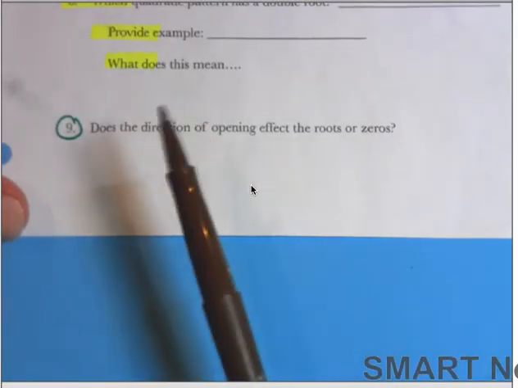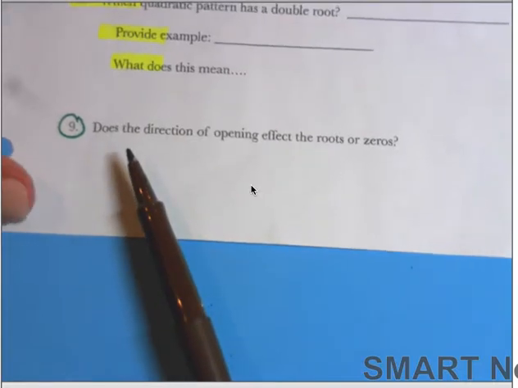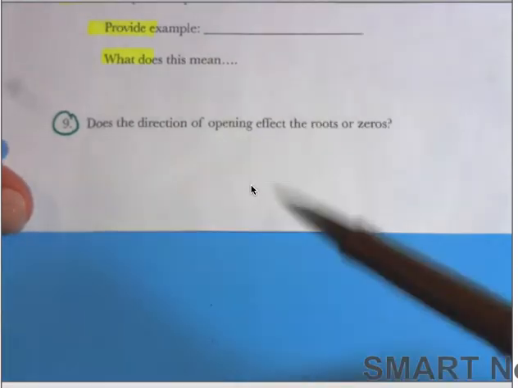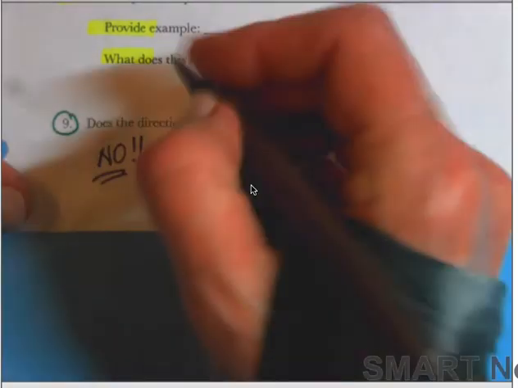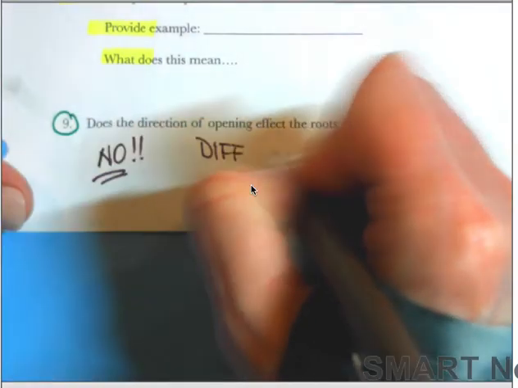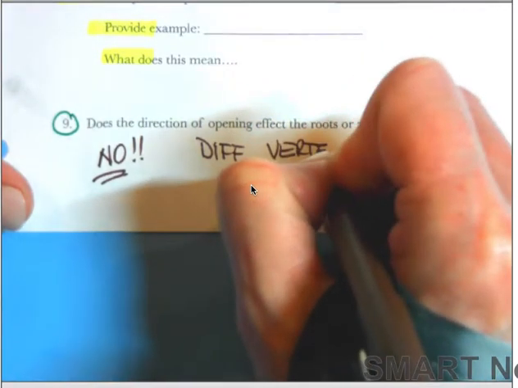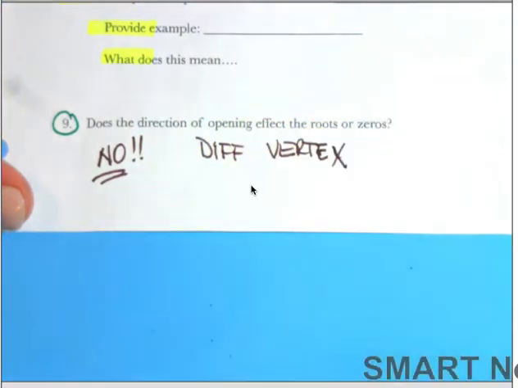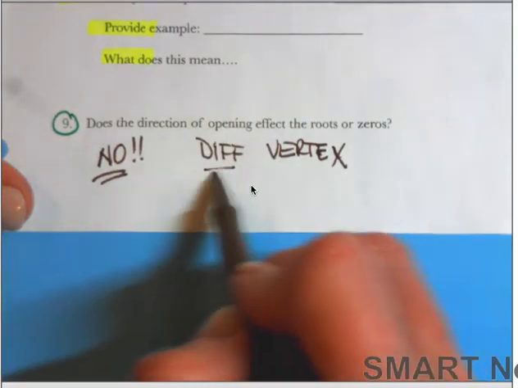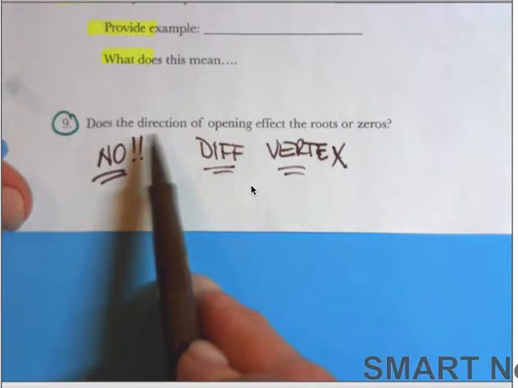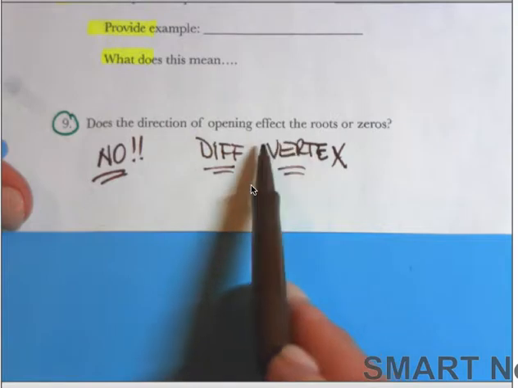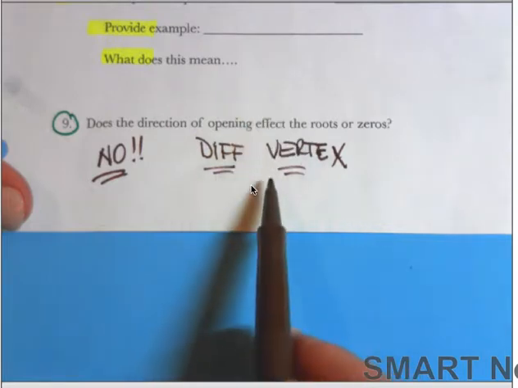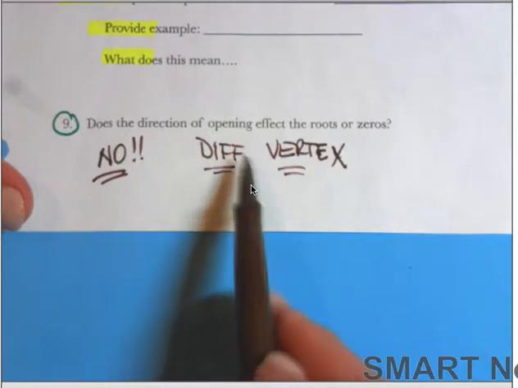This is sort of a trick question, so I'm going to go ahead and just explain this to you. The direction of opening does not affect the roots. So this is no. The direction of opening does not affect the roots. The vertex would be different. They would have different vertices. But crossing the x-axis would be the same regardless of direction of opening. I don't know if we'll have much time to explore that remotely, but that would be the correct response. The roots are the same regardless of direction of opening, and the placement of the vertex would, of course, be different if it was concave up or concave down.